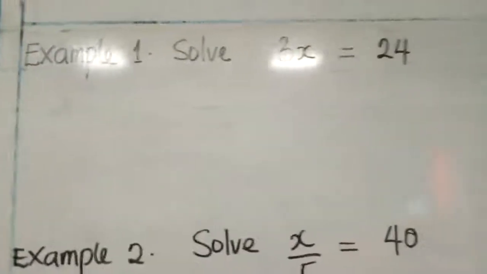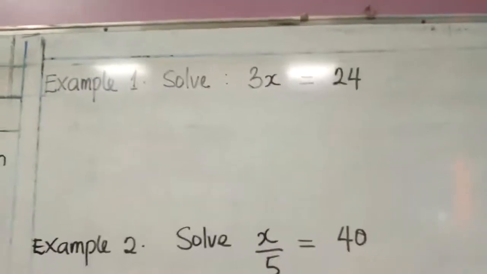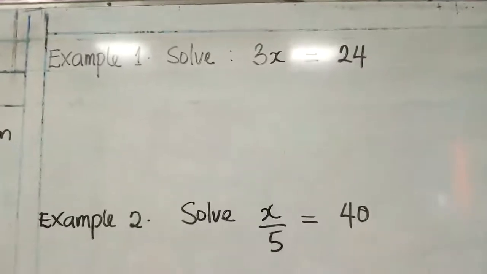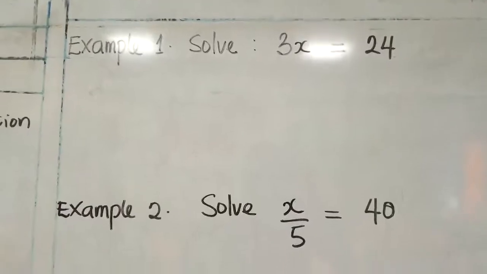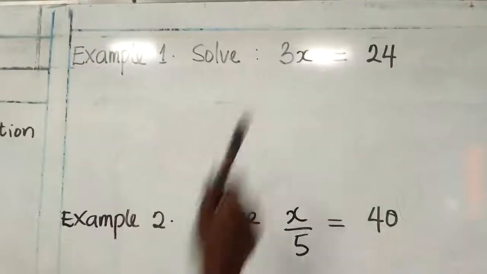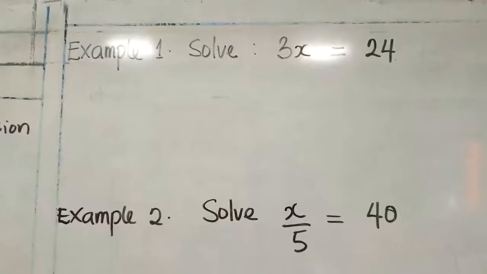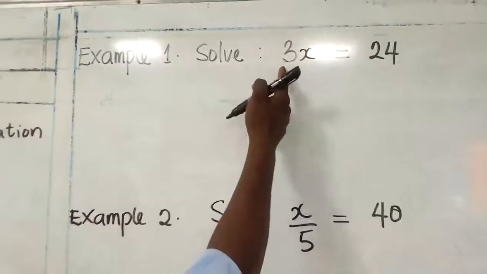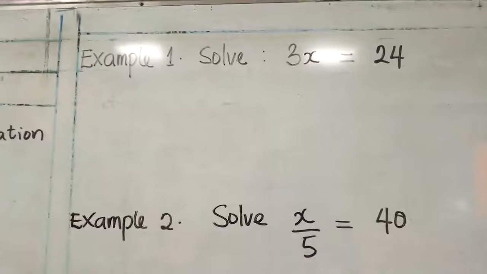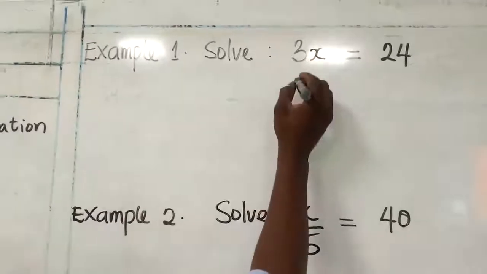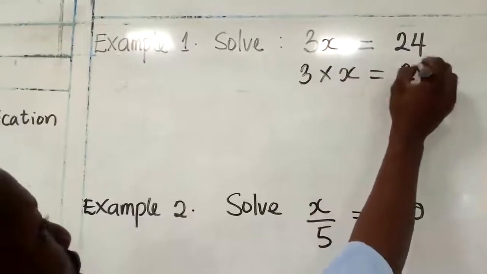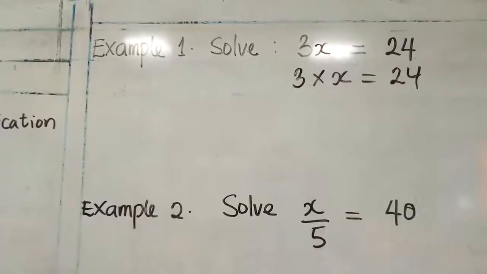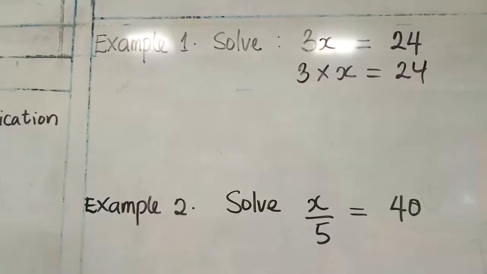Let's take example 1 here. Example 1. Solve 3x equals 24. The x is the variable. X is a number such that when 3 multiplies it, the answer is 24. 3x means 3 times x equals 24. X is a number. So, what is the number?